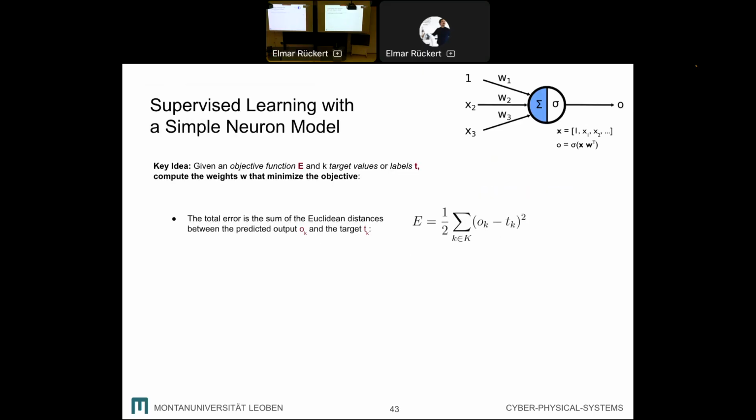So what is the key idea? The key idea is to minimize some error, some objective function. Also, this term objective function in machine learning is used to say, okay, this is something we want to maximize or minimize. Sometimes it's called loss function. So these are the objectives that really are used to improve the model.